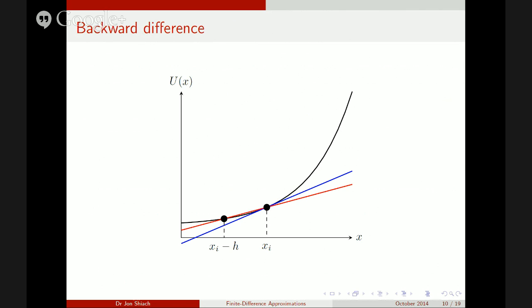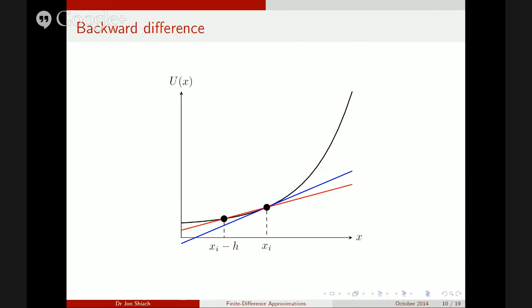Backward difference is similar, except that instead of going one step to the right, I've gone one step to the left. So that's where my point is, one step to the left. Draw a red line going through those 2 points, and you can see it still doesn't have the same gradient as that blue line. So both this one and the previous one are first order.